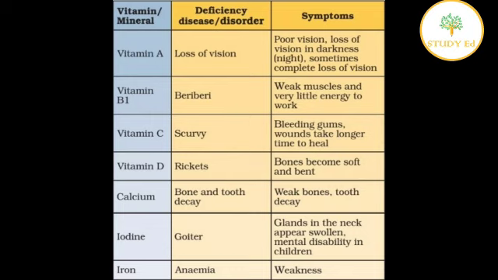which means bones become very soft and can be easily bent. Deficiency of calcium can cause bone and tooth decay. Bones become very weak and even our teeth become very weak. Teeth can fall and also cause cavities. Deficiency of iodine can cause goiter, and the symptoms of goiter are that our neck can appear swollen and it can also cause mental disability in children. Deficiency of iron can cause anemia, and the symptom of anemia is weakness.